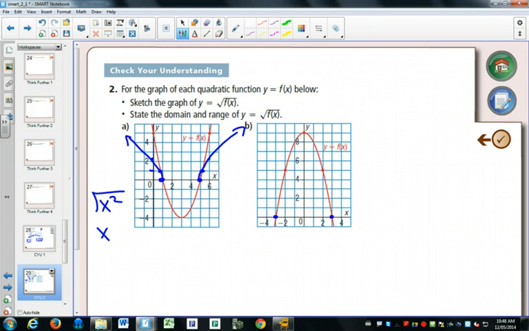We've got 0 and 0 there. We've got 1 and 1 here. The highest this goes is 9. What is the square root of 9? 3. So this part's above, this part's below, and that's what that graph would look like in part B.